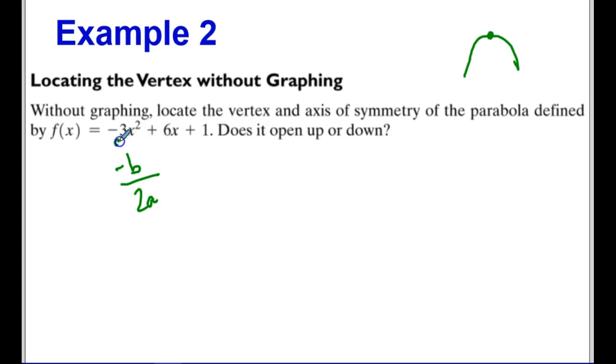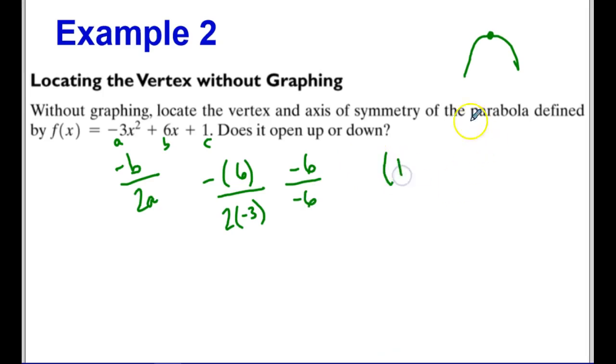I know my values go a, b, c, and I need to always make sure that my equation is written in standard form first, so I have all of my terms on one side and my variables have a decreasing exponent. So I take negative b, which was 6, over 2 times a, which is negative 3. So I have negative 6 divided by negative 6, so the x value of my vertex is 1.